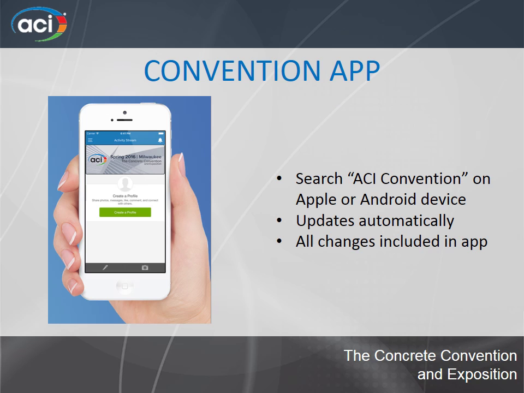If you haven't already downloaded the ACI Convention mobile app, you should do that now. The mobile app is a great resource. It includes all the same information as the program book and more. Any schedule changes will automatically be posted in the app. You can also create a schedule directly in the app. Search ACI Convention on your Apple or Android device.